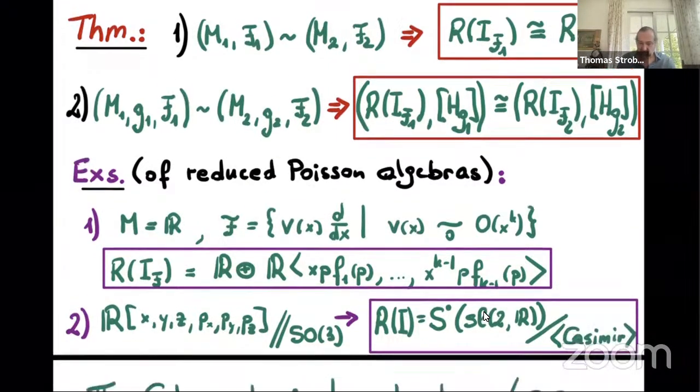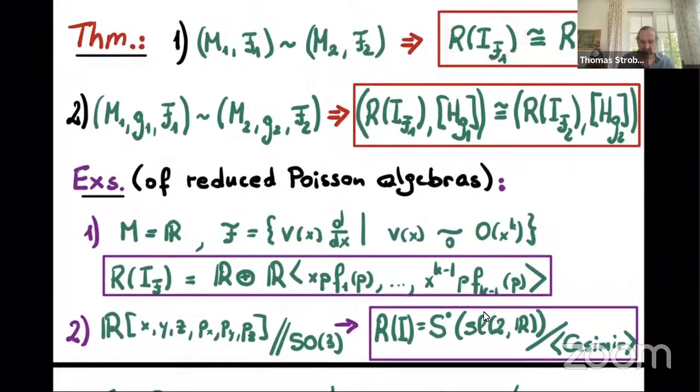So just two examples of what these reduced algebras are. Suppose you have just a real line and you look at vector fields which vanish at least to order k for some k in N. Then the reduced algebra, for example, takes this form. So there are k minus one elements, but multiplied by arbitrary functions of the momenta. And there's an induced Poisson bracket on this, just coming from X and P being conjugate to one another. So one notices, for example, that this does depend on k, whereas the isotropy Lie algebras would not. So this gives some kind of not completely stupid invariant, even if this is a very simple example.